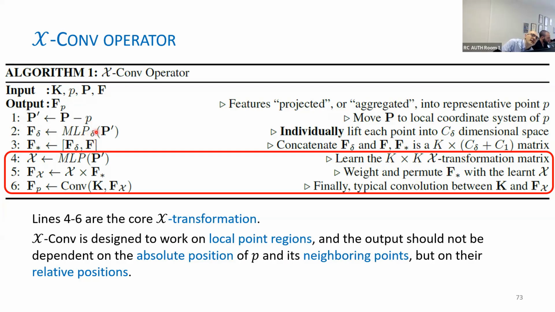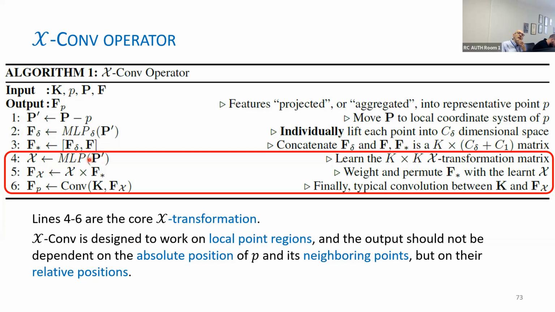Then we have an MLP that learns from these normalized points and extracts a feature vector F delta. Then we concatenate this F delta with the original features associated to the neighborhood points. This is just a way to transform the geometric coordinates into a higher dimensional space to make them comparable to the features.